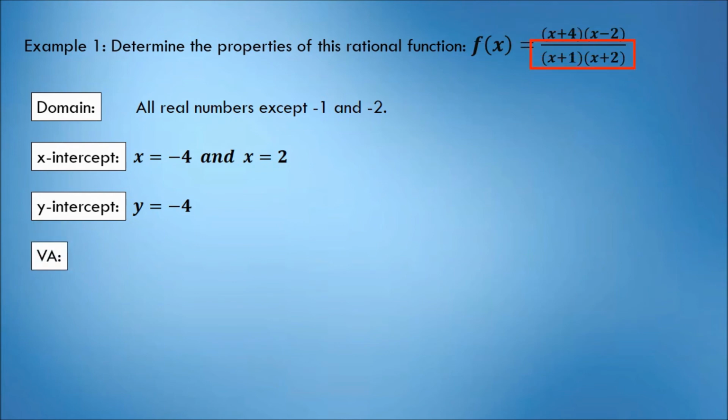The answer for vertical asymptotes are the values of x that will make the denominator 0. In this example, the denominator will be 0 if x is equal to -1 and -2. Therefore, the vertical asymptotes are x equals -1 and x equals -2.